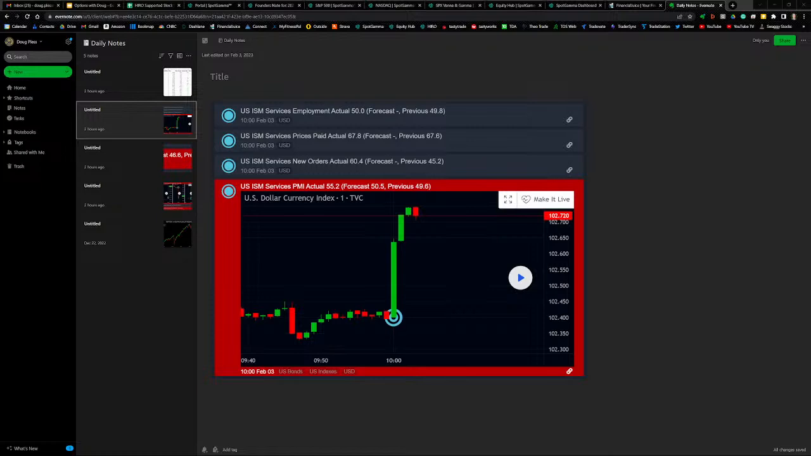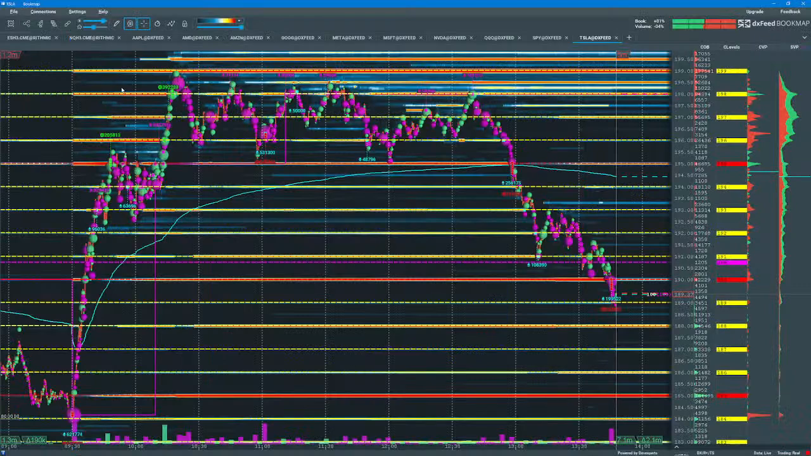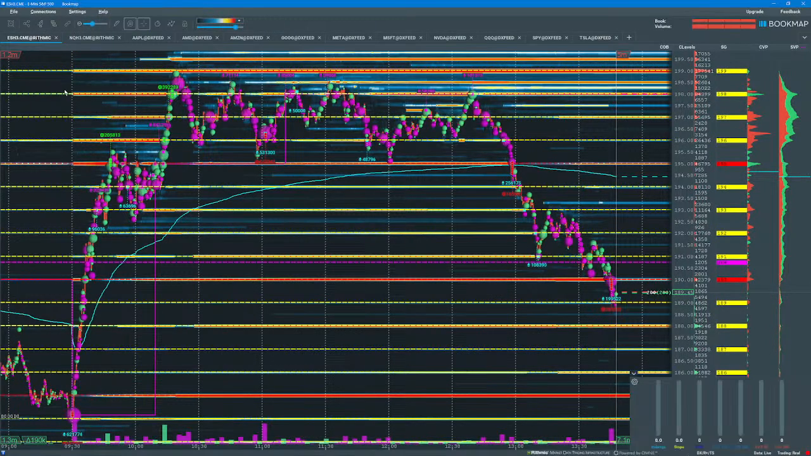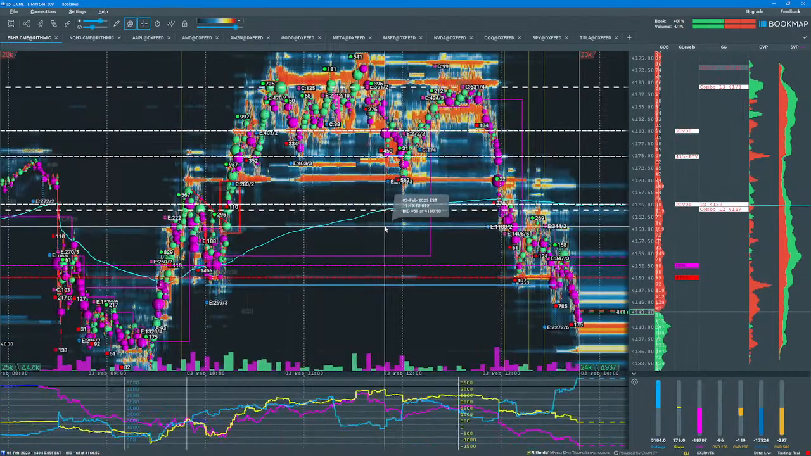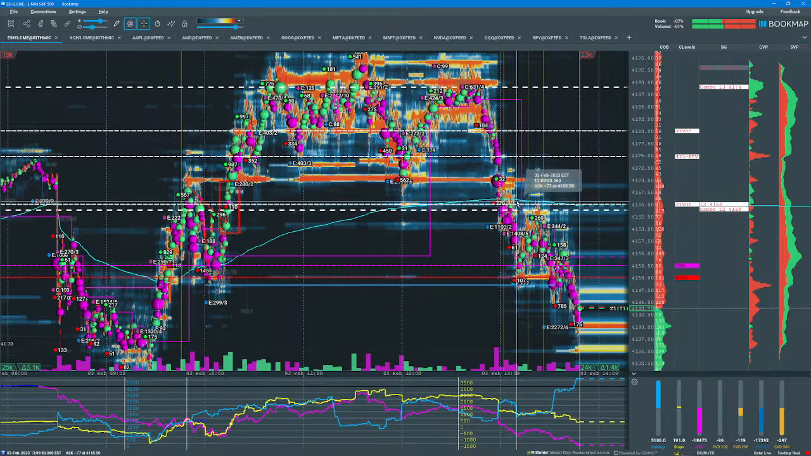Okay, so let's talk about our positional analysis now. And I'm going to go to Bookmap. Let's start with the S&P 500 and talk about the levels in play. And normally I take a look at the Thinkorswim charts, but the Bookmap script for Thinkorswim was apparently not updated today for SPX. So I'm just going to stick with Bookmap here. And so these are the levels in play.